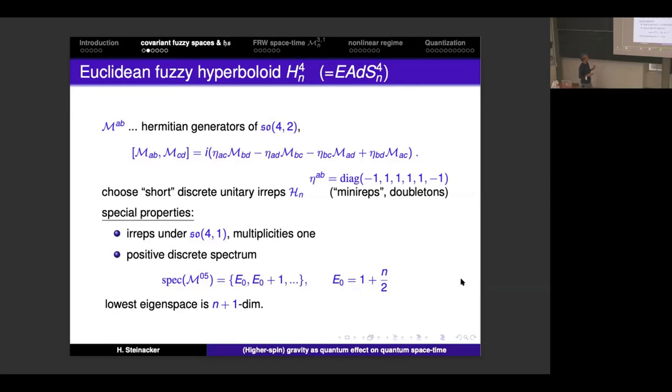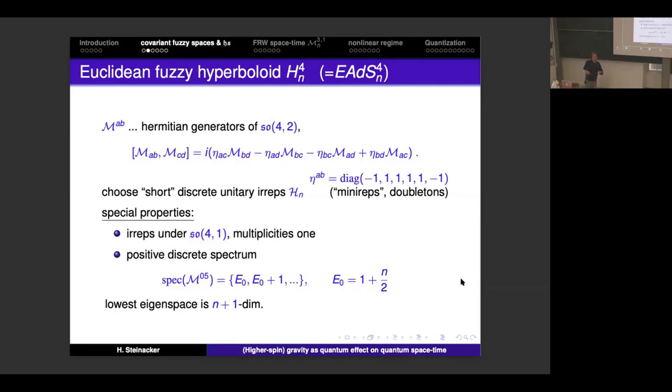They are labeled by an integer n is 1, 2, 3, 4, and so on. And there's a whole series of these, and they are really the simplest unitary representations, and you know them very well because similar things play a central role in higher spin, of course. So the most important properties from my point of view here are, first of all, this representation remains irreducible under SO(4,1). All the multiplicities are one, and it has a positive discrete spectrum for the energy-like generator.